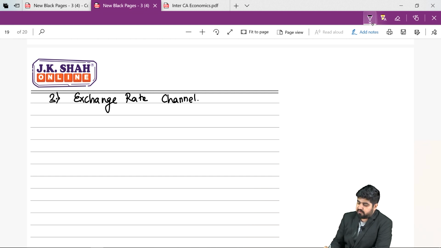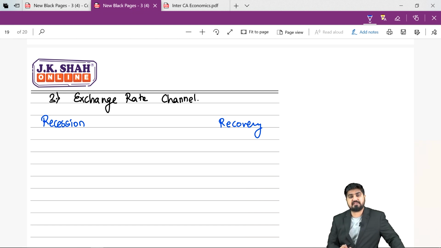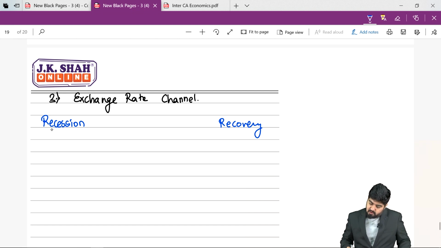RBI will try to influence the level of exchange rate. Can it do so? Yes, of course. So when I say exchange rate channel, either RBI will intervene at the time of recession or at the time of recovery, isn't it? Now when I say recession, when I say recovery, what will RBI do with the level of exchange rate?